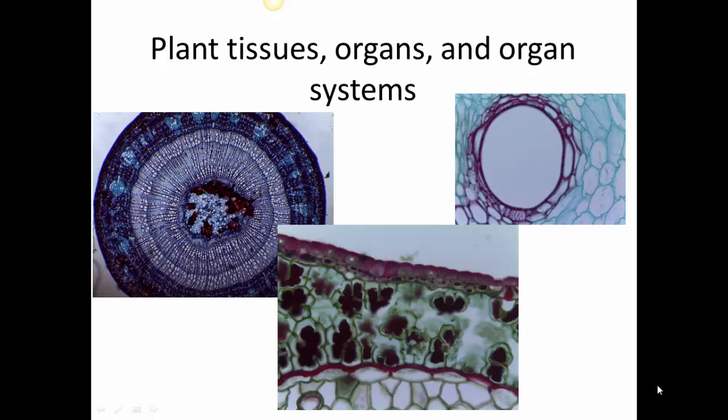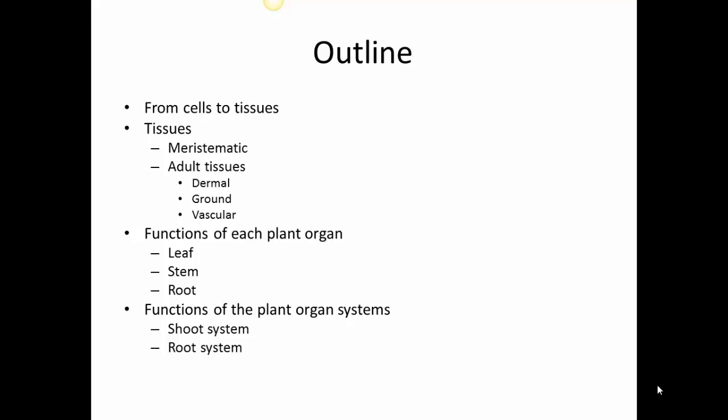The purpose of this lecture is to supplement the content you've read about plant cells, tissues, organs, and organ systems. We'll start by reviewing the plant cell briefly, and then we'll focus more on the tissues, mentioning the difference between the meristematic and the adult tissues. And then within the adult tissues, we'll examine the 3 different tissue types: dermal tissue, ground tissue, and vascular tissue.